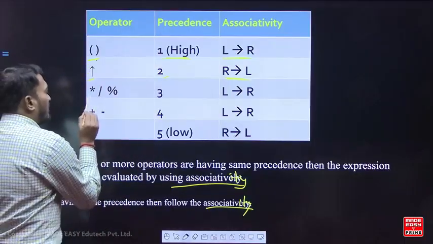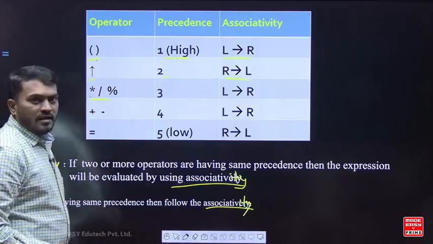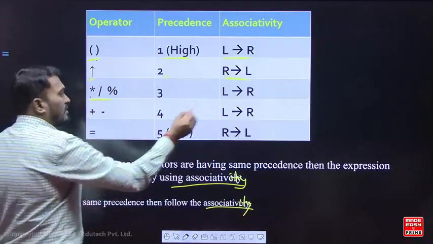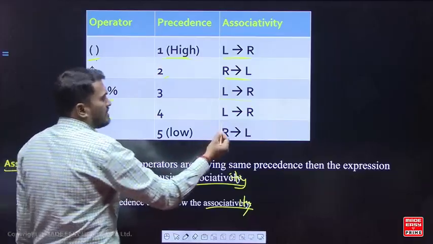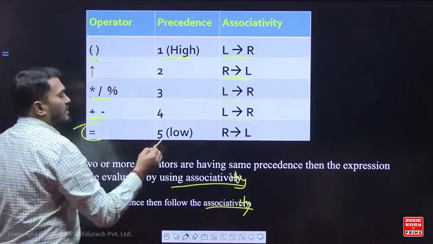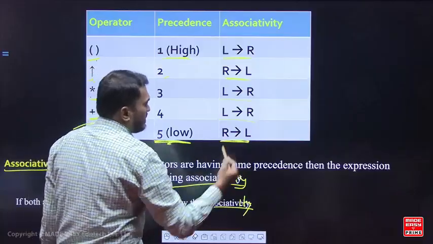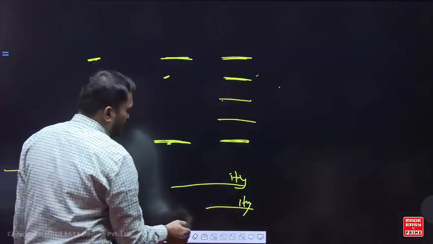Remember, multiplication, division, modulus, all the three are having the same precedence. Associativity is left to right. And next, addition and subtraction, both having the same precedence, associativity left to right. And next, the assignment operator is having low precedence. Associativity is right to left. So that is the meaning of this.